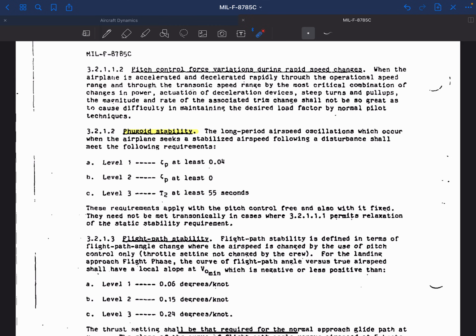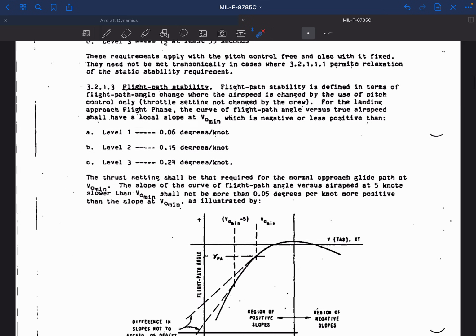If it's less than 55 seconds, then you move into this uncontrollable. This is level 4. This is really bad design, okay? But of course, this is what we're shooting for. We always want level 1 handling qualities in every flight phase, and so anyway, these are the Phugoid requirements, okay? Now they go on to talk about flight path stability. We're not going to talk about that.